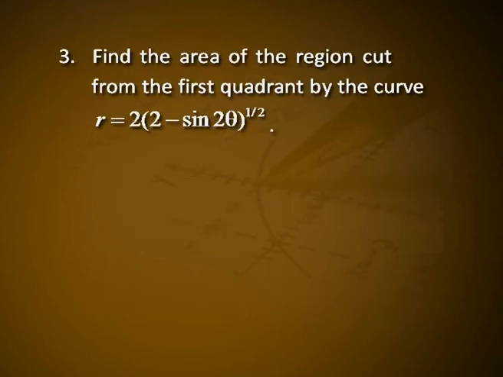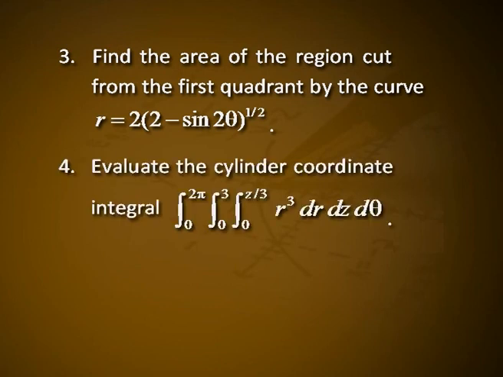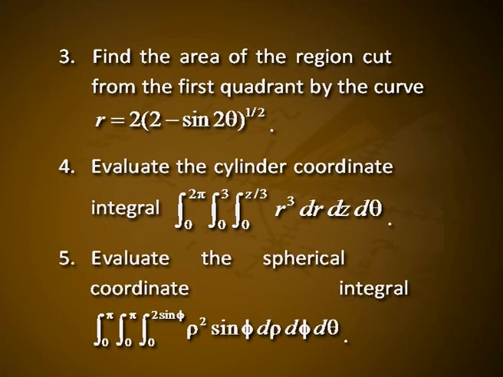3. Find the area of the region cut from the first quadrant by the curve r equal to 2 times (2 minus sin 2 theta) raised to 1 by 2. 4. Evaluate the cylindrical coordinate integral 0 to 2 pi, integral 0 to 3, integral 0 to z by 3 r cubed dr dz d theta. 5. Evaluate the spherical coordinate integral 0 to pi, integral 0 to pi, integral 0 to 2 sin phi, rho squared sin phi d rho d phi d theta.